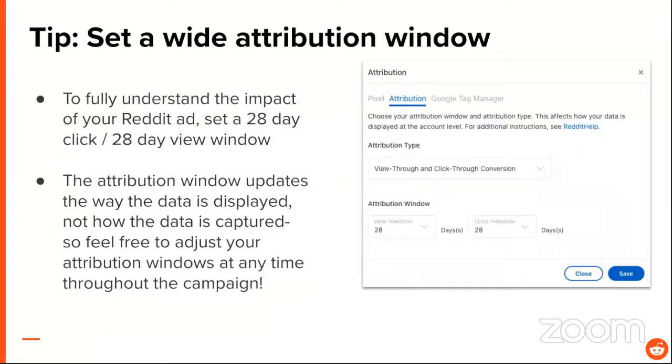Another tip is to set a wide attribution window. The more data you capture, the more you can learn about the impact your Reddit ads are having. We recommend 28-day click, 28-day view. You can always play around with the window. It will change how the data is displayed, but not how the data is captured.